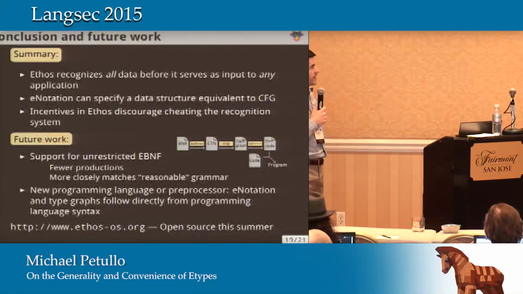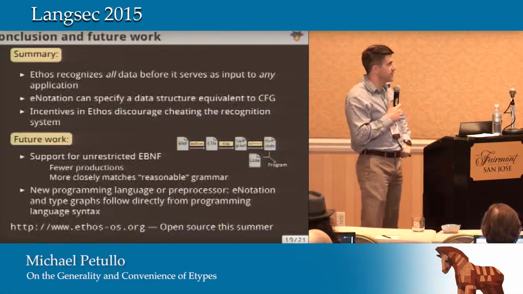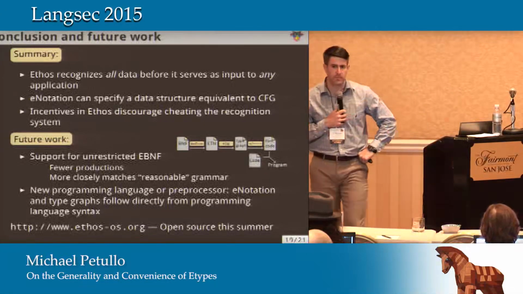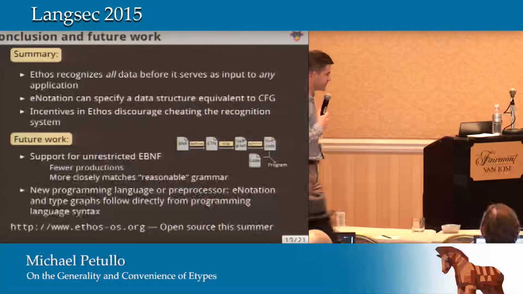So we've shown you that E notation can specify a data structure that's basically equivalent to a context-free grammar. And we've also shown you that incentives in Ethos kind of discourage cheating the system by just declaring everything as a string. Okay. So we have some future work.